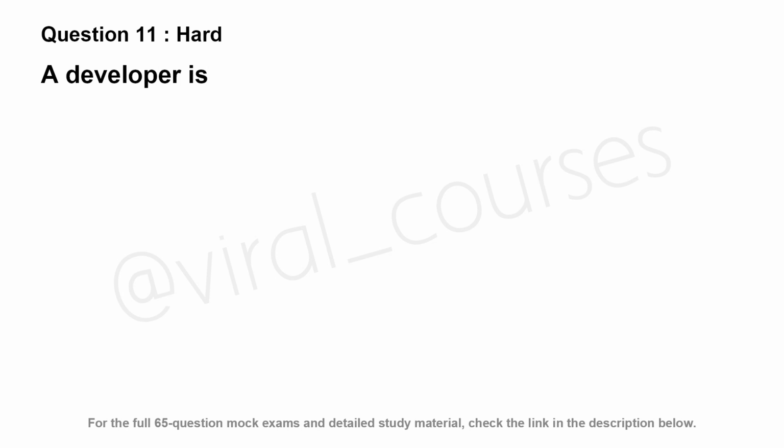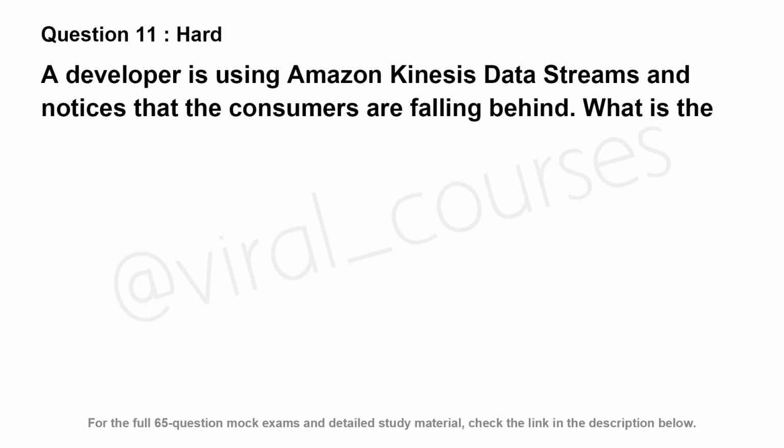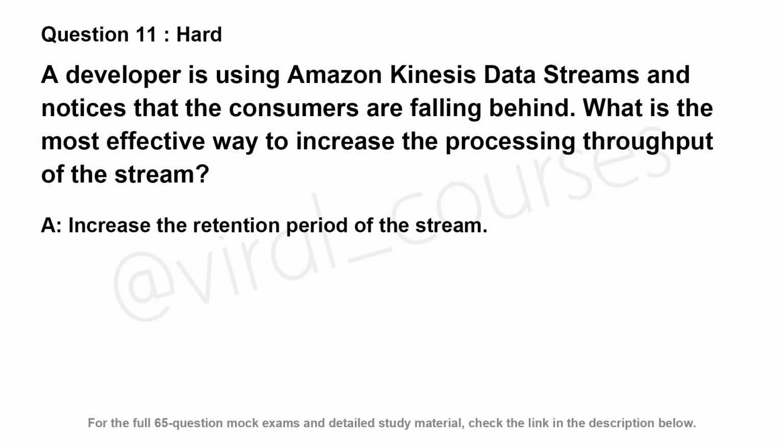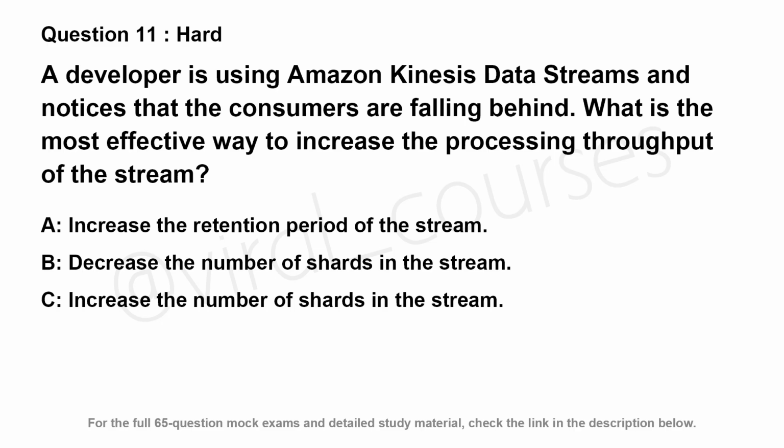A developer is using Amazon Kinesis Data Streams and notices that the consumers are falling behind. What is the most effective way to increase the processing throughput of the stream? Option A. Increase the retention period of the stream. Option B. Decrease the number of shards in the stream. Option C. Increase the number of shards in the stream. Option D. Use Kinesis Data Firehose instead.